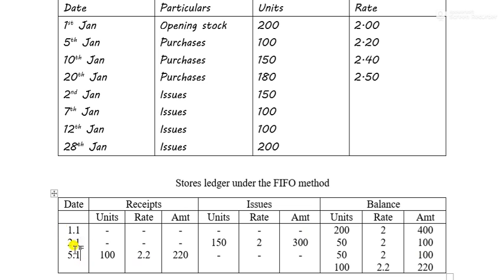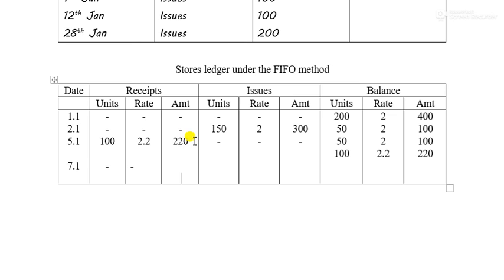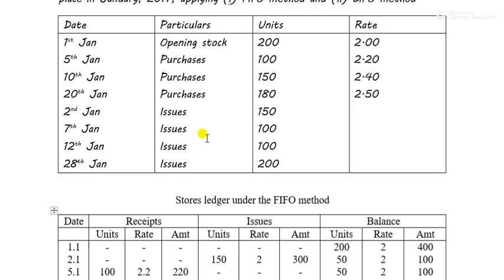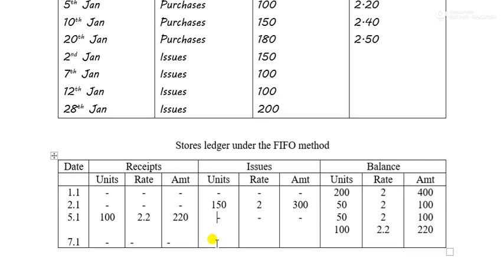Now for the next date, what comes after 5th Jan? 7th Jan. They have made an issue on 7th of Jan. So 7 Jan, no receipt. This is taking a lot of time, but at least it is more understandable than what we did in the previous class, right? In the previous class the handwriting got very messy. Okay, and how much issue have they made on 7th Jan? 100 units. So they have issued 100 units.